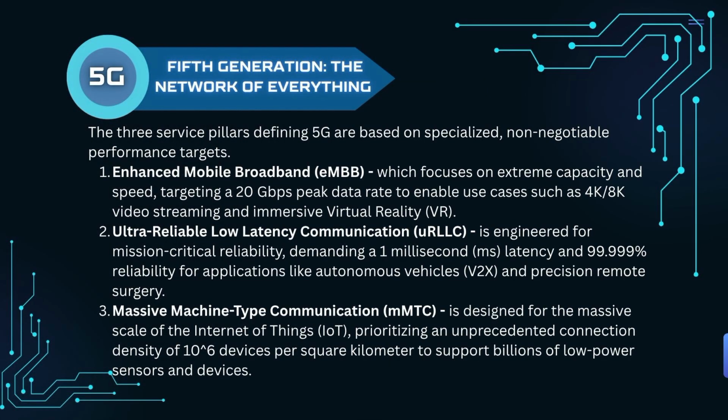The three pillars of 5G are defined by specialized, non-negotiable performance targets. eMBB provides extreme capacity for 4K streaming and VR. URLLC ensures mission-critical reliability with 1 ms latency for autonomous vehicles and remote surgery. And mMTC handles massive-scale IoT, supporting over 1 million devices per square kilometer.